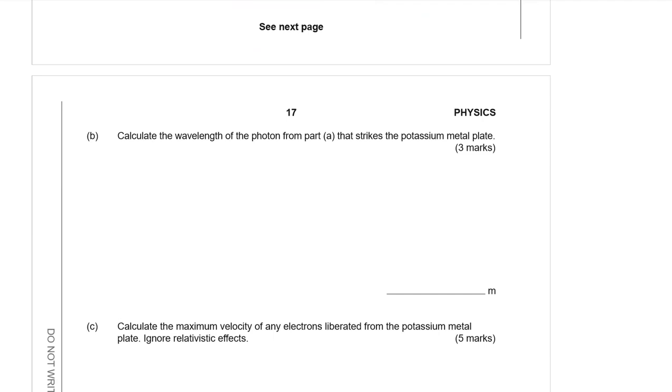So we can do that just by first working out the change in energy. Using the diagram, we get 28.4, take 12.6, and we end up with 15.8 electron volts. We'll keep that there for now, and then we can convert that using E equals hf, which is equal to hc on lambda.